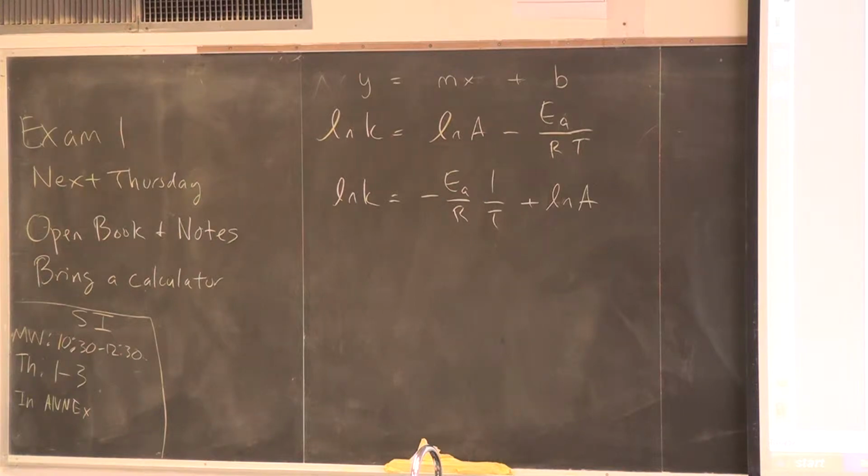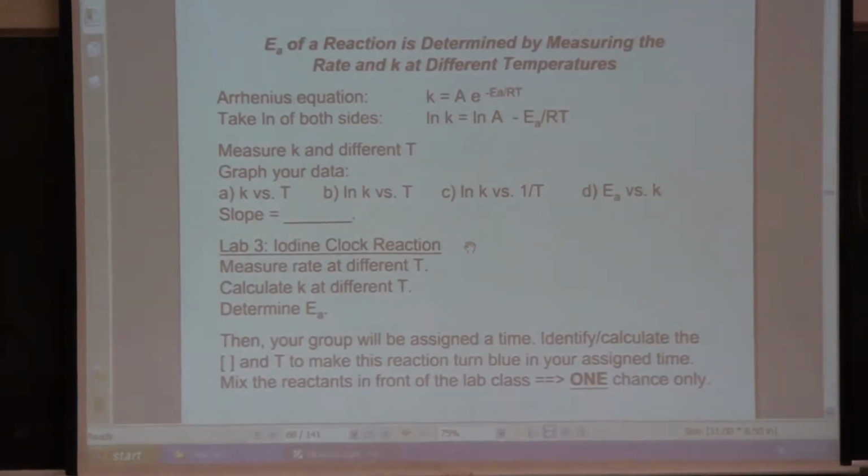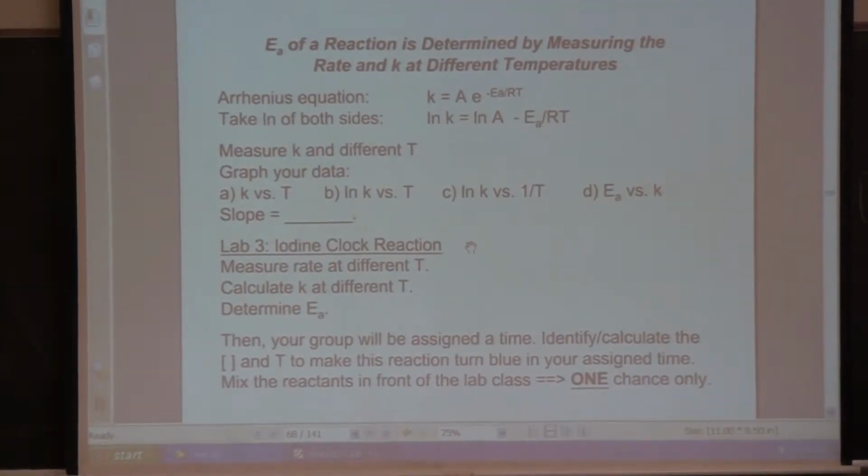In today's lab, your group will be assigned a time. Now note that in the iodine clock reaction, on Tuesday you measured the rate at room temperature and figured out the rate law. To do that, you varied the concentration of the IO3 minus, that's solution A. You added that solution to solution B, the HSO3 minus. Then it took a certain amount of time for the solution to turn blue.